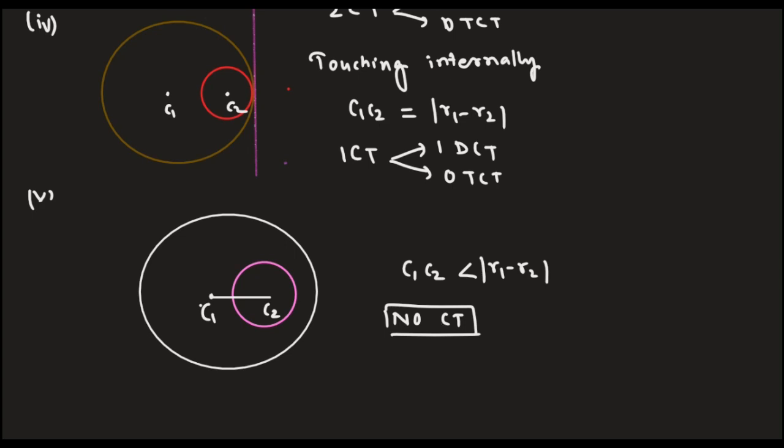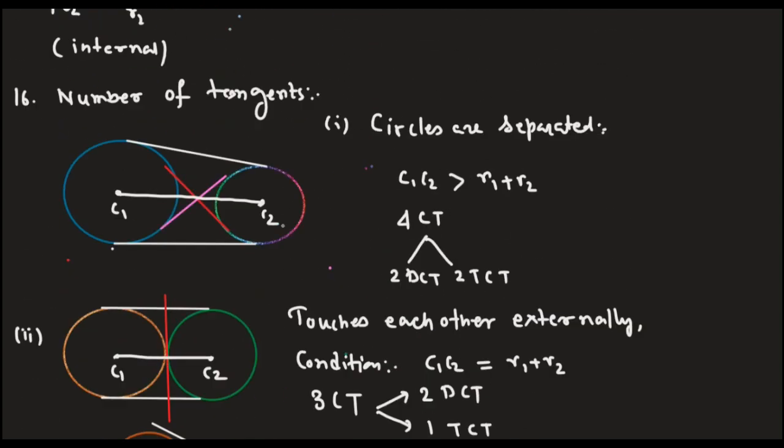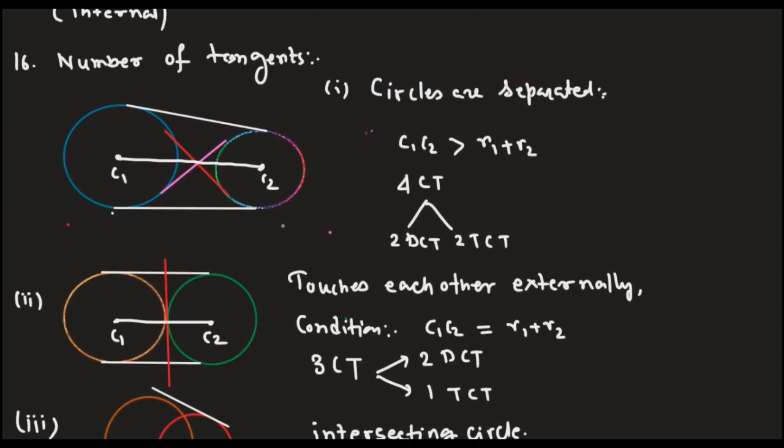So now I'm going to summarize this point. Point number 16. Here we are going to calculate the number of tangents. If two circles are not intersecting, they are separated. That means their joining centers length must be greater than the sum of their radii. If this happens, then there are 4 tangents. 2 are the direct common tangents and 2 are the transverse common tangents.